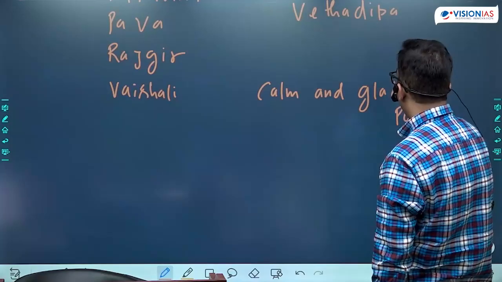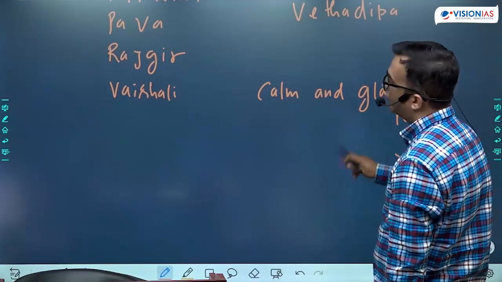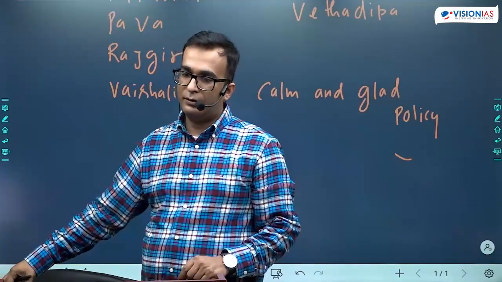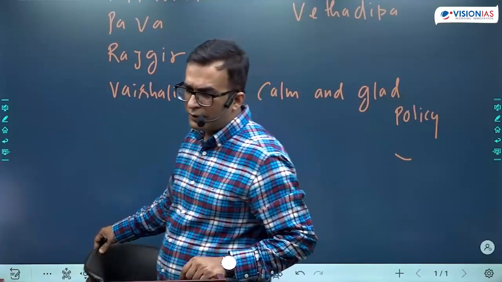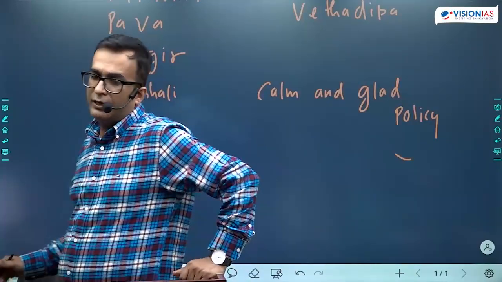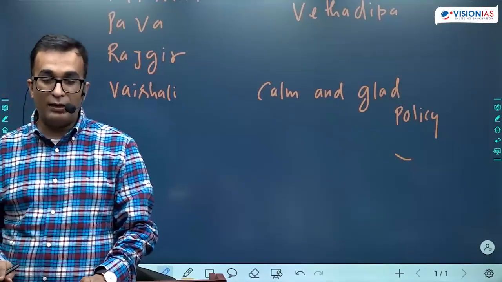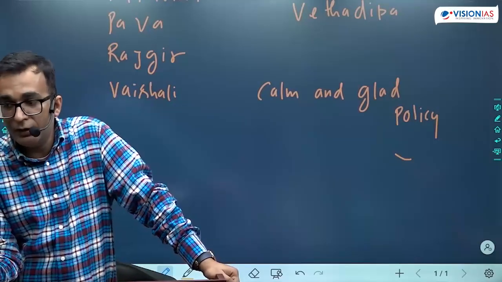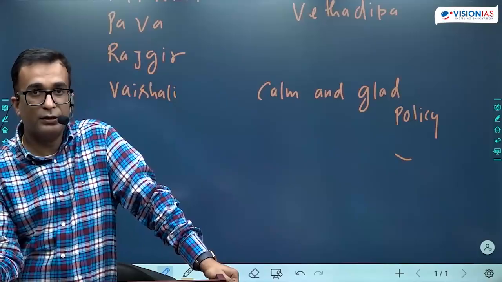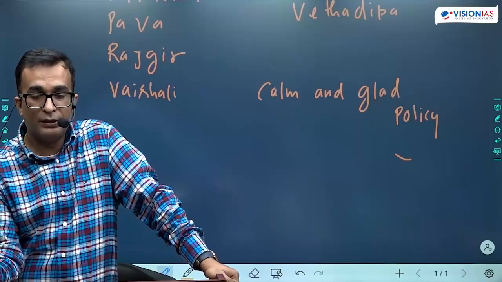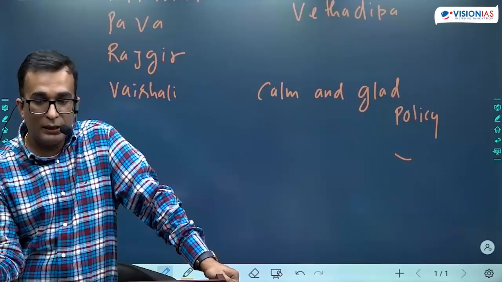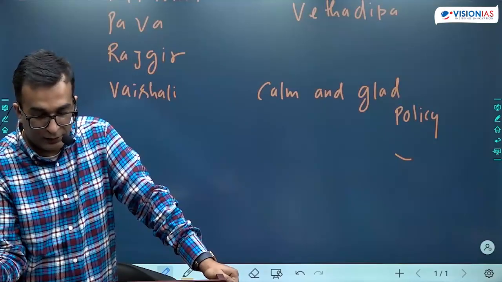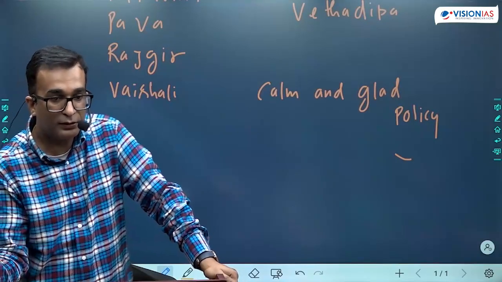Asoka initiated the Calm and Glad policy, whereby he wanted to make the hearts and the minds of people calm and glad by emulating the life of Buddha.